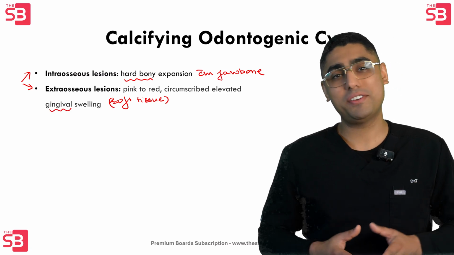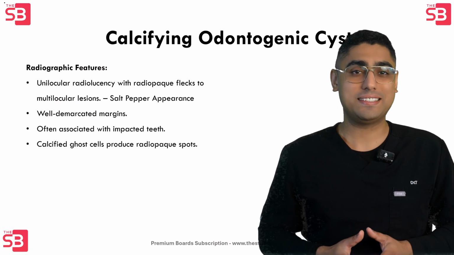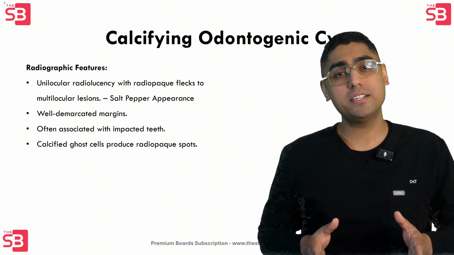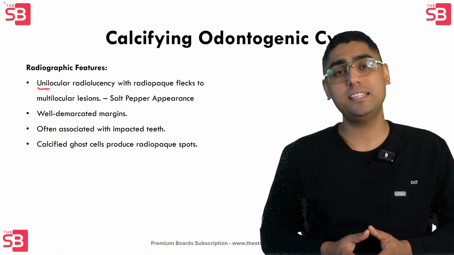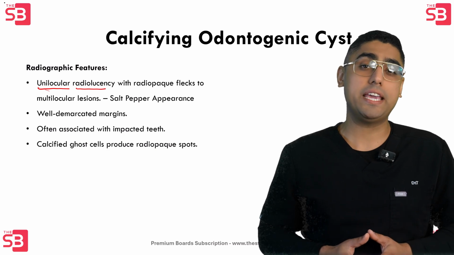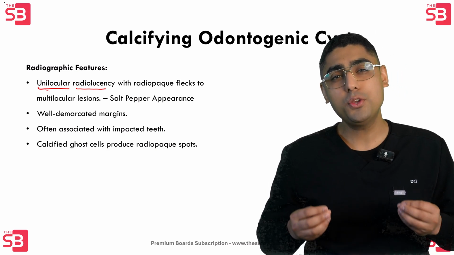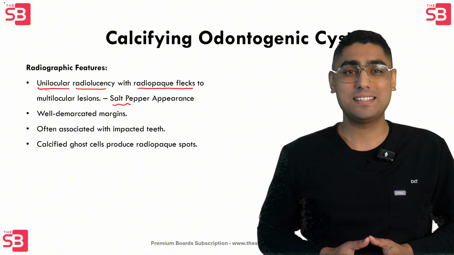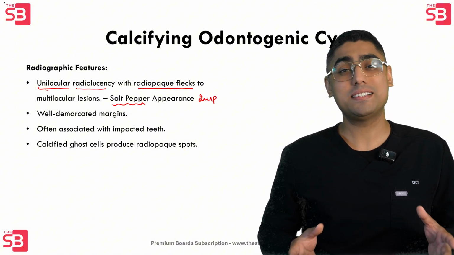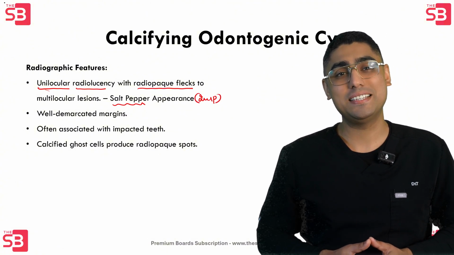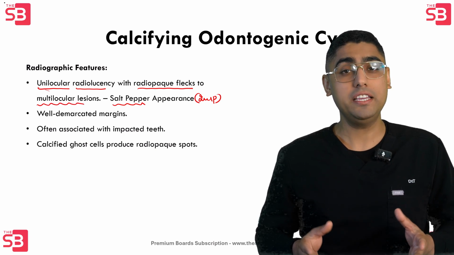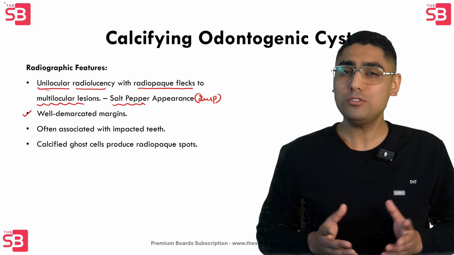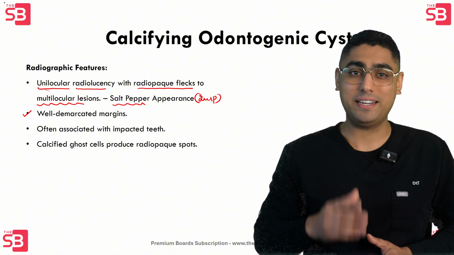Let's discuss the radiographical features of calcifying odontogenic cyst. Now, this cyst appears as a unilocular radiolucency with small radio-opaque flecks inside, which gives it a unique salt and pepper appearance. In some cases, it may even present as a multilocular radiolucency. Now, the borders are typically well defined and it can also be associated with impacted teeth.